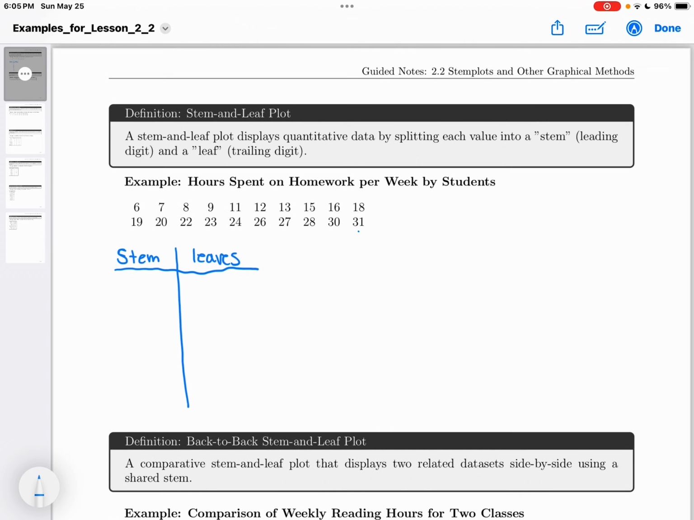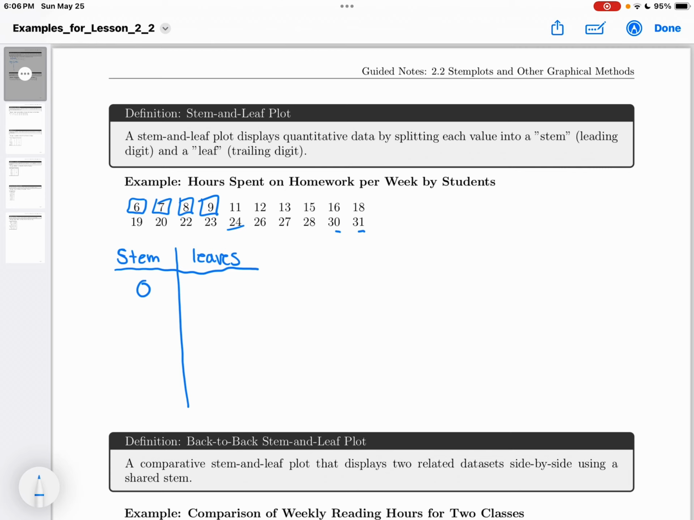Now, the last digit in these values, so for the 30 and the 31, our last digit is 0 and 1. And the last digit of this one is 4. So our leaves are going to be the ones place. The stem is going to be the tens place. Since we have values that don't have a tens place, like the 6, 7, 8, and 9, we would just use a 0 for that stem.